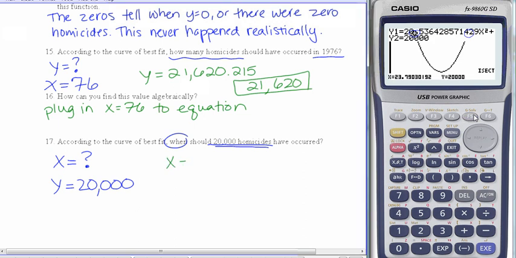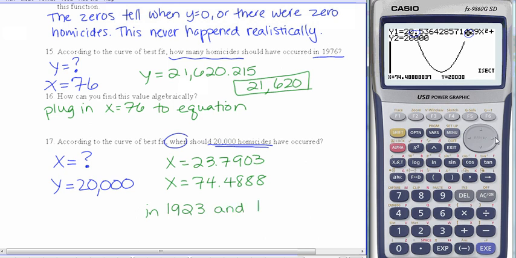The first one was at x equals 23.7903. And then if I just hit the over button on my calculator, it'll go to the second one. The second one was 74.4888. And then I need to answer when is this? This would be in 1923 and 1974. Again, you can make arguments for rounding either direction, but usually there would only be one answer here that would make sense.